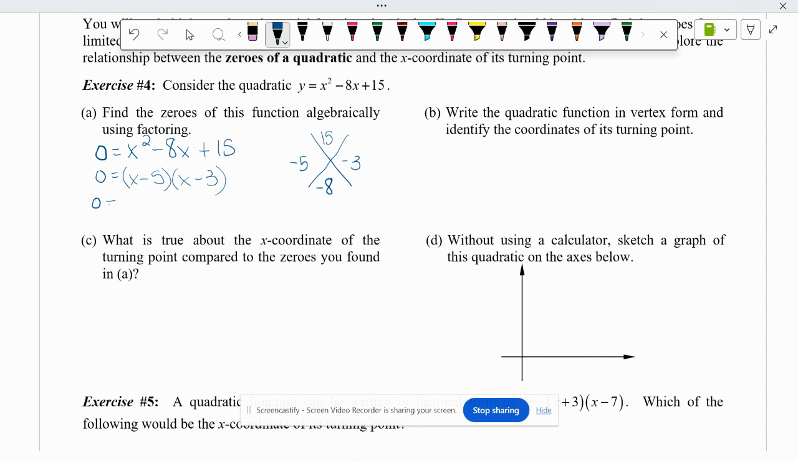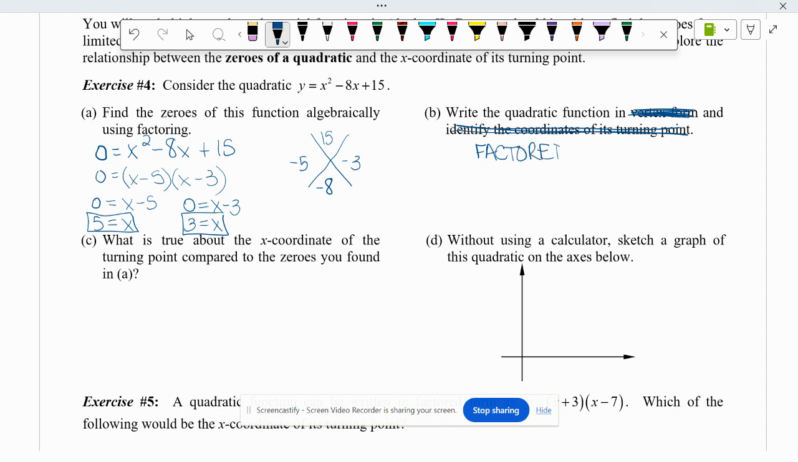So if 0 equals x minus 5, then I know my root is positive 5. If 0 equals x minus 3, then I know my root is positive 3. So the two roots, the two solutions to this function are x equals 3 and x equals 5. It says write the quadratic function in vertex form. Well, we're not going to do vertex form, but we are going to write it in factored form.